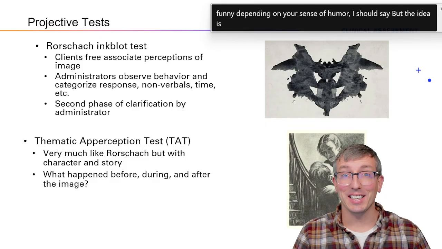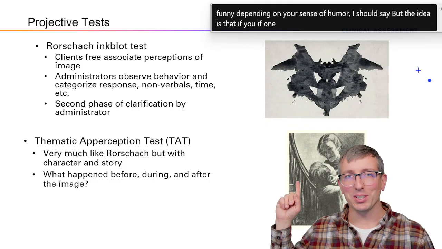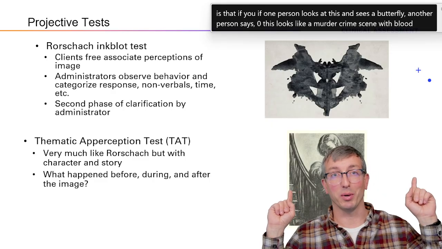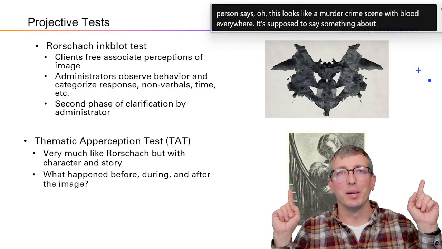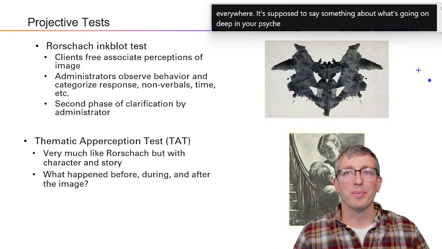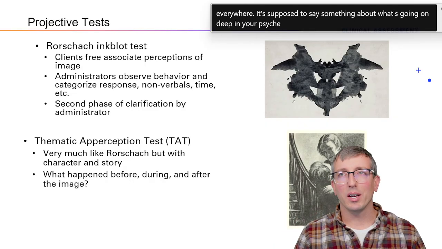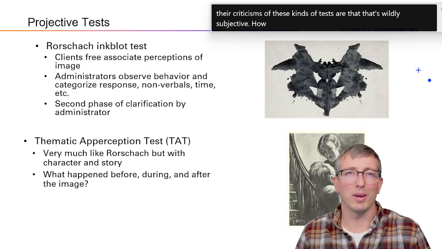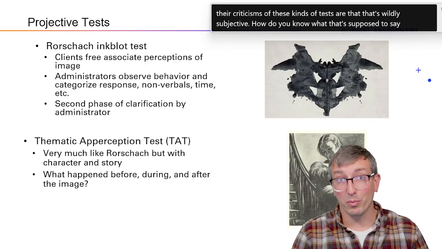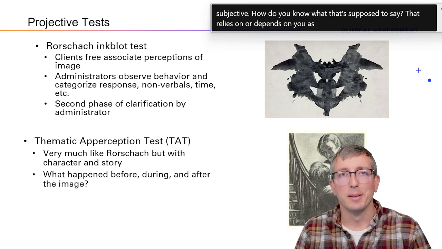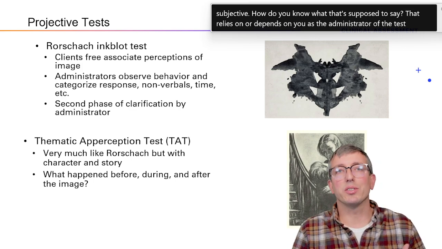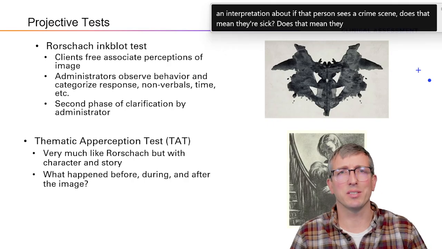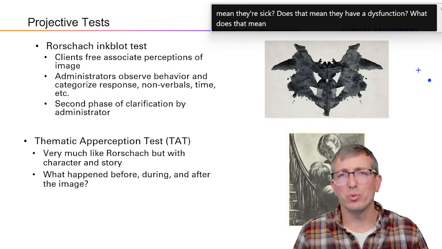But the idea is that if one person looks at this and sees a butterfly, and another person says, "Oh, this looks like a murder crime scene with blood everywhere," it's supposed to say something about what's going on deep in your psyche. Their criticisms of these kinds of tests are that that's wildly subjective. How do you know what that's supposed to say? That depends on you as the administrator of the test making an interpretation. If that person sees a crime scene, does that mean they're sick? Does that mean they have a dysfunction? What does that mean about who they are?